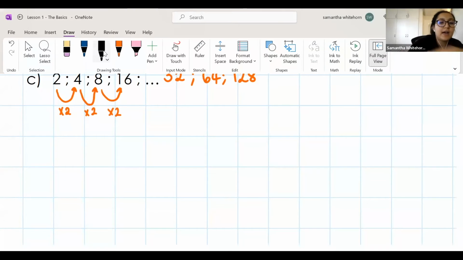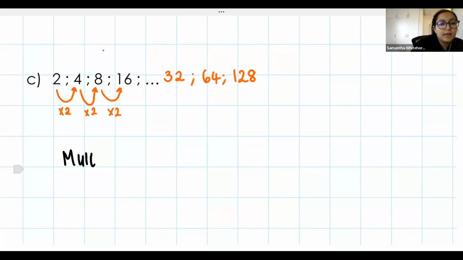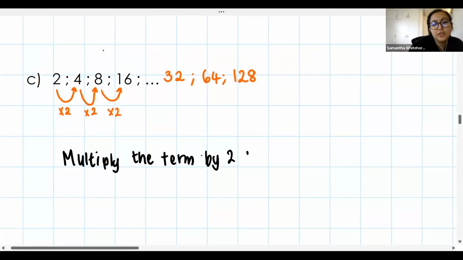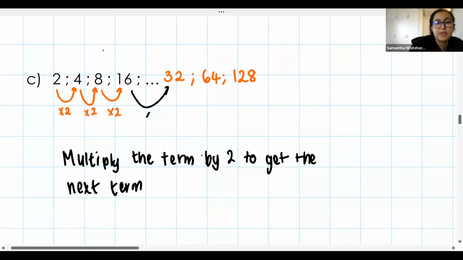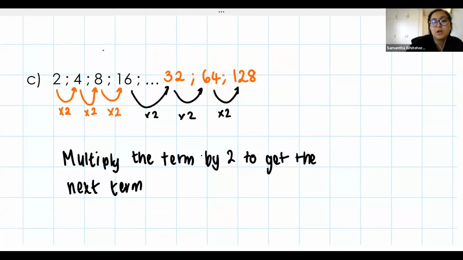So guys, exactly as Tyler said, our pattern is that we are multiplying by 2. So if we want to write that out, we would multiply the term by 2 to get the next term. And that is how we would describe it in words. If we keep multiplying by 2, we're able to get our next 3 terms. Like I say, multiplication is a pattern. As long as you're keeping it consistent, absolutely fine.